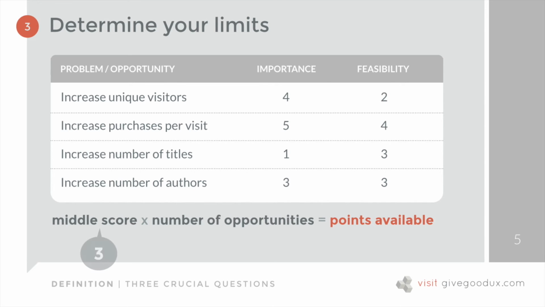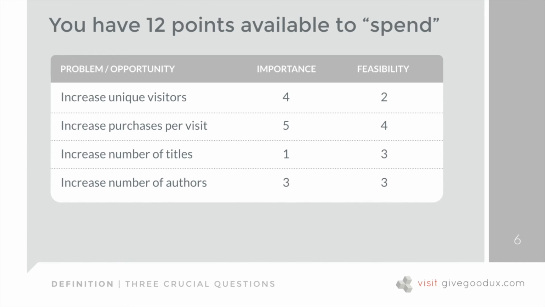The middle score is 3, on a scale of 1 to 5, and the total number of opportunities we have listed here is 4. Multiply 3 times 4, you get 12. All right, here's what that means. Here's what these points are. Think of points like dollars. You now have points to spend. I can throw effort at any one of these things, and that effort is made up of a total of 12 points. We have 12 points available to spend.